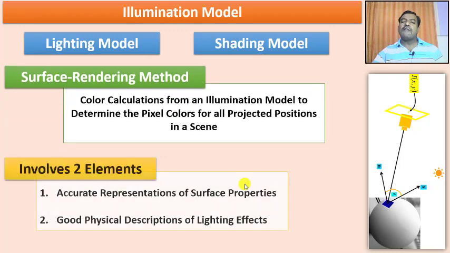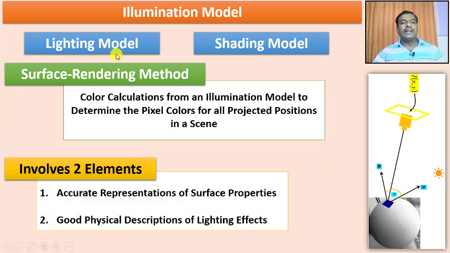When we have a surface rendering method, or lighting method, or shading method, it always involves two elements. We need to take a close look at these two elements. The first element is an accurate representation of the surface properties. When I talk about a surface, the surface can be shiny, rigid, reflective or totally reflective, so I should accurately represent what type of surface the light is going to be incident on.